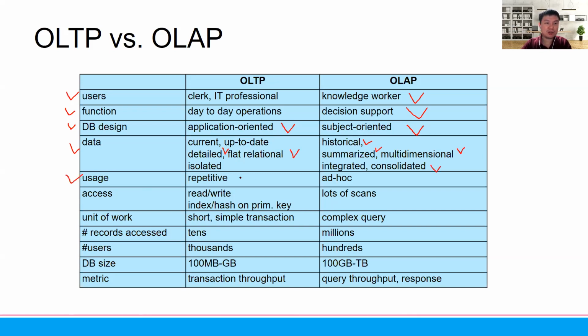The usage of OLTP is repetitive. You may access it 1,000 times or a million times in one day, but the OLAP is ad hoc. If you need the data, then you will access it. The access of the OLTP is read, write, and delete, as the previous figure mentioned, but the OLAP is scanning, just reading. And the unit of work for OLTP is a short, simple transaction, but the OLAP unit is a complex query.